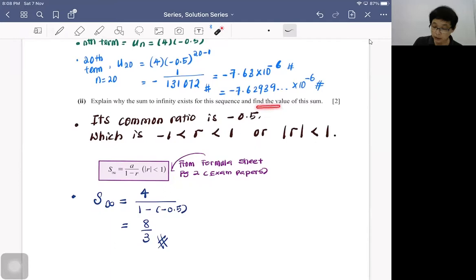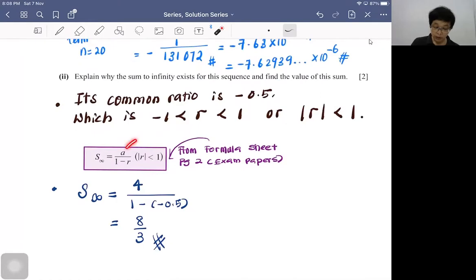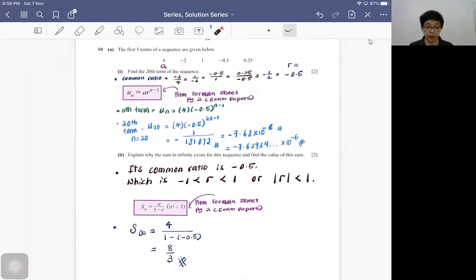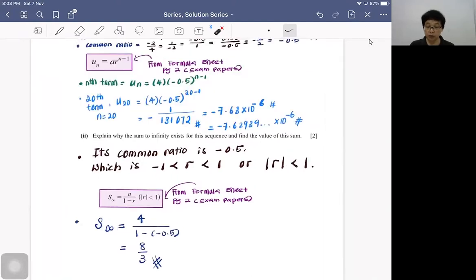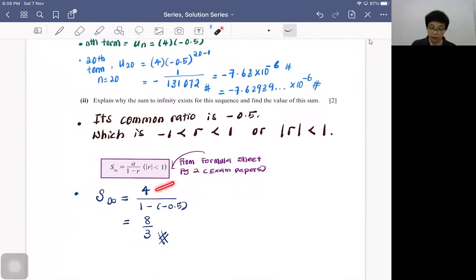Let's move on to the second part. Find the value of the sum. Okay, they have shown us sum to infinity. Go and get that formula, sum to infinity, from the equation. Well, a over 1 minus r. You have known previously a is 4, r is negative 0.5. Without doubt, just substitute the a accordingly and the r accordingly.